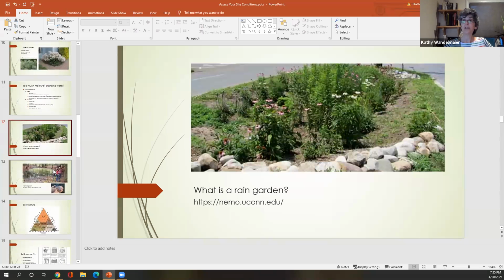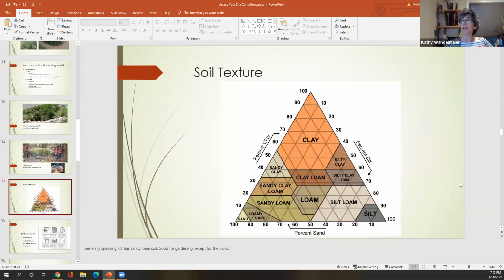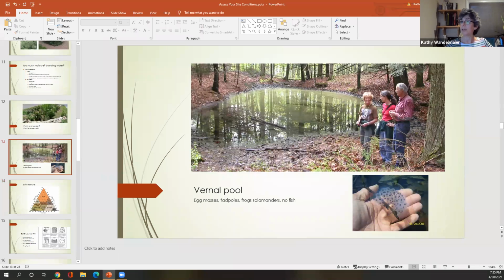Okay, let's move on to soil. Here we have our soil texture triangle. Soil is composed of 3 different elements or different particles. Clay particles are the smallest. Then you have sand down in this corner, which are the largest. And in between, you have silt. So all soil is some combination of clay, silt, and sand. Unless, of course, you have pure one or the other, but you don't find that too often.